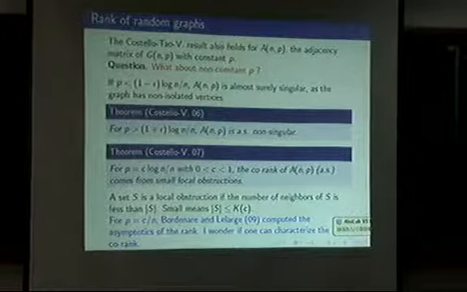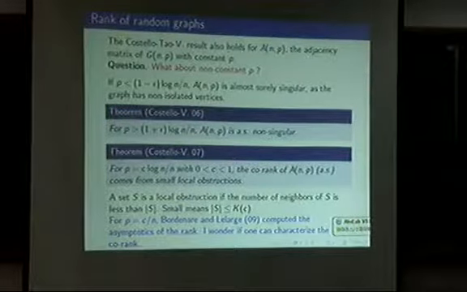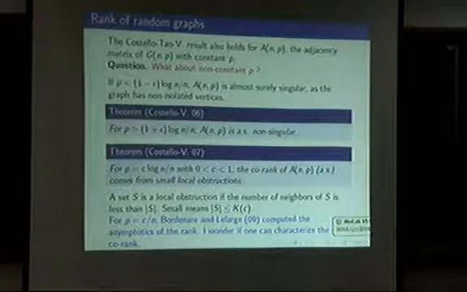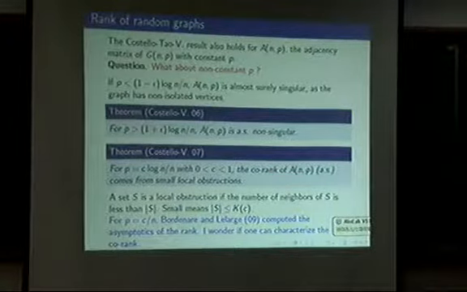And if P is something like C over n, then there are people, Bordenave and Lelarge, who can compute the rank asymptotically. But I don't know if they can characterize the corank in this way. So there are still things to be done in this range.